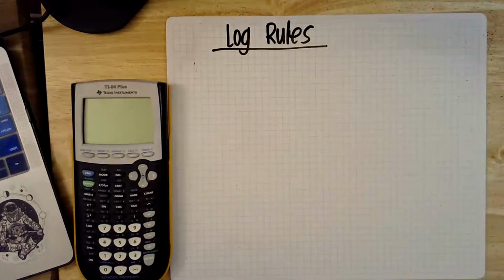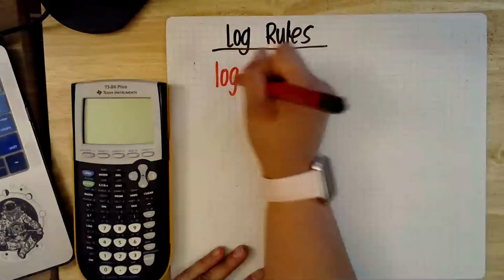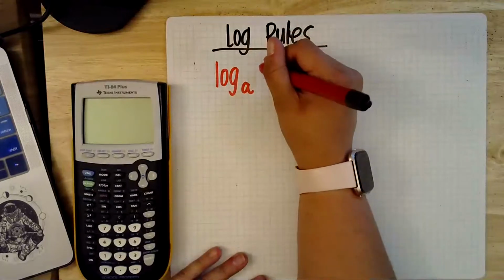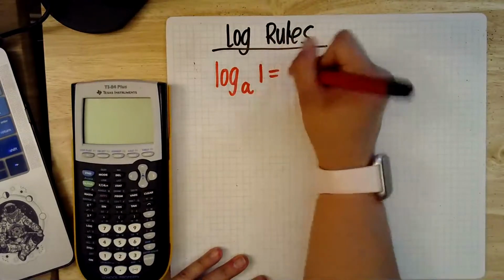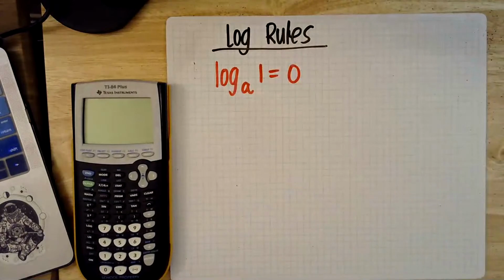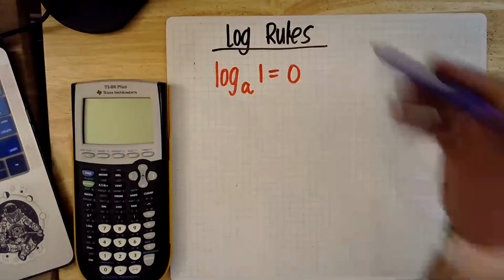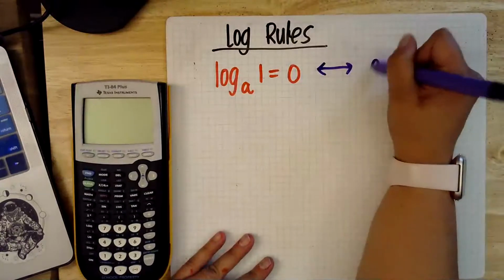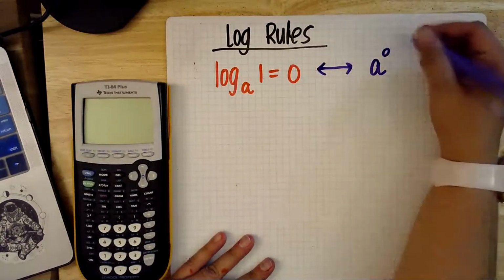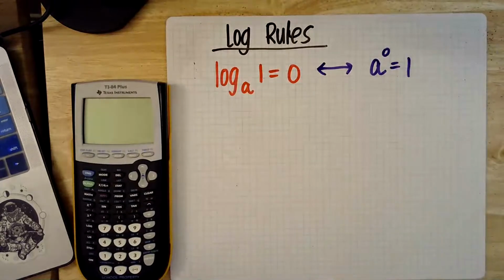The very first log rule we should know is that log of 1 will always be 0. Log a of 1 will always be 0. Why? Because any exponent to the 0 power will always equal 1. Okay?